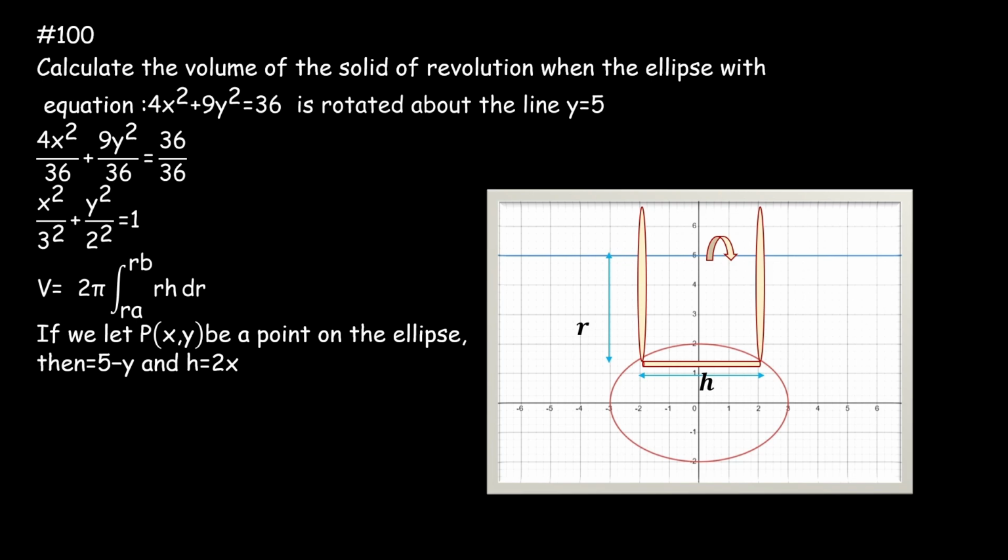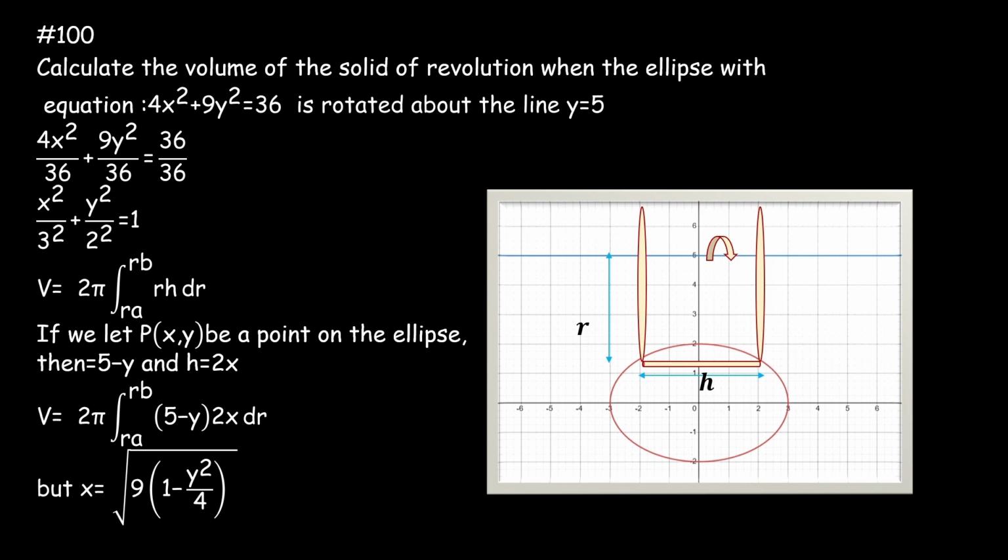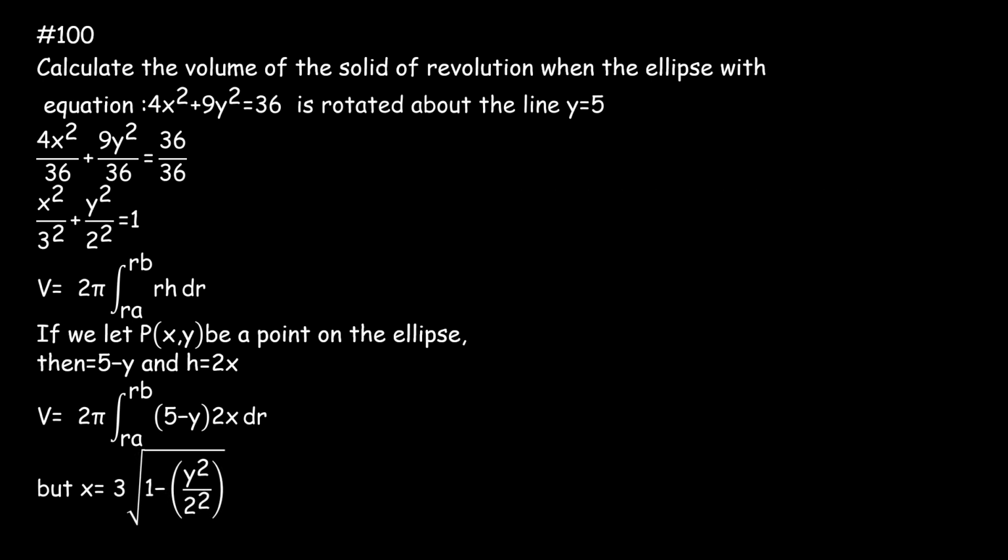So in this case, we can now integrate the function 2 pi from r of a to r of b times 5 minus y times 2x dr. According to this, we need the value for x so that we can substitute it in there. So x is equal to the square root of 9 times (1 minus y squared over 4), which is equal to 3 times the square root of 1 minus (y over 2) squared.